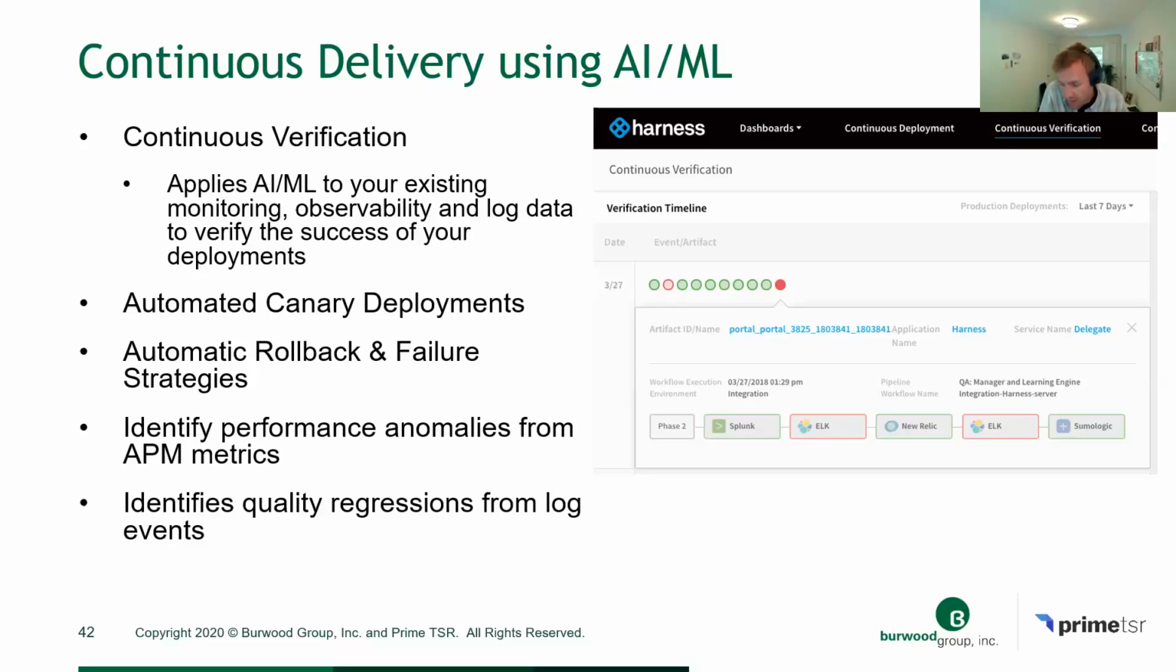When you do a deployment, you can start with a canary deploy and validate through a number of different event sources, for example, New Relic or AppD. What impact did this have on the performance of the application? Similarly with logs, are we seeing any anomalies or issues in the logs, from Splunk or Elastic?